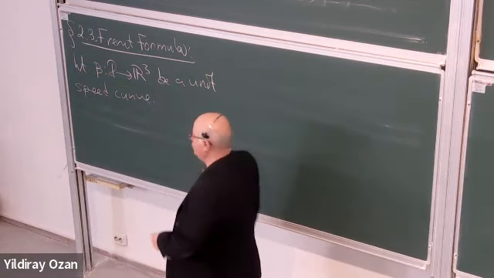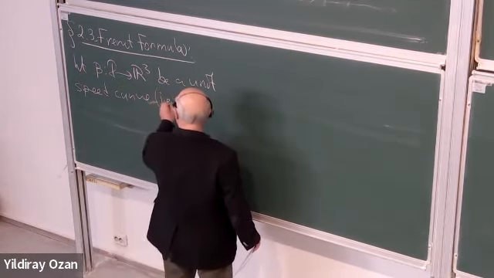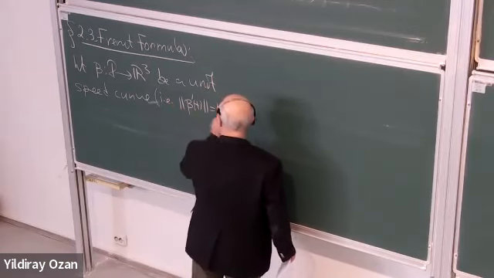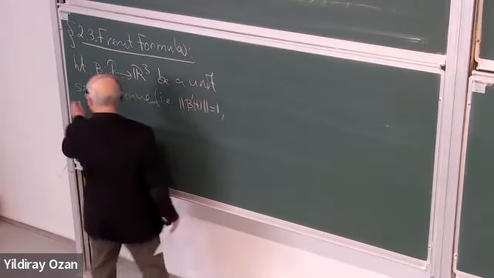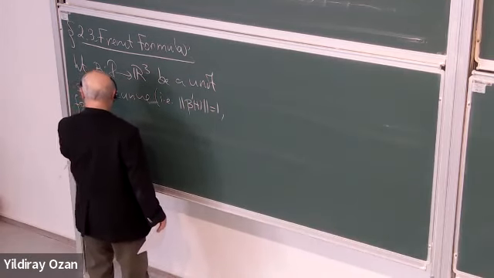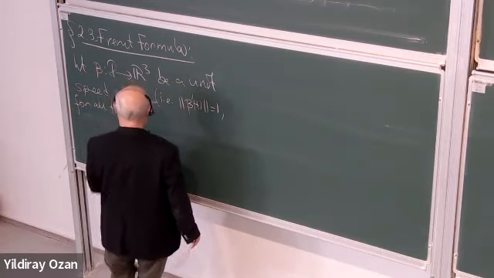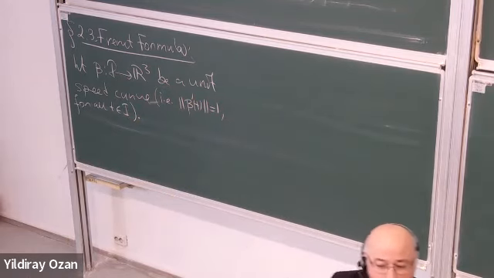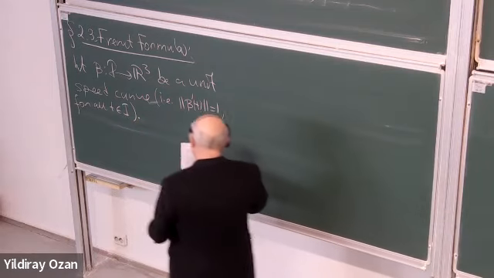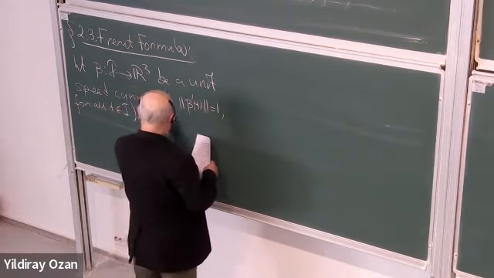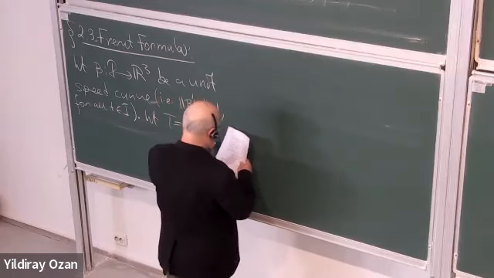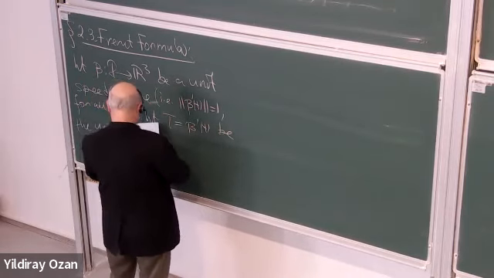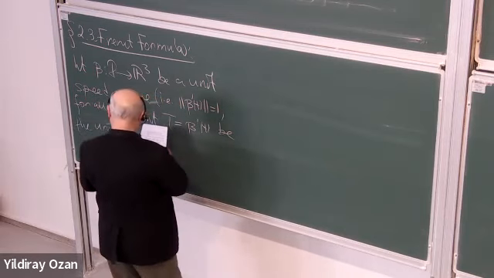Unit speed means, in other words, the velocity vector of the curve has length one for all t. So you are moving on the curve with speed equal to one, okay? All right, let T, which is beta prime, be the unit tangent vector.